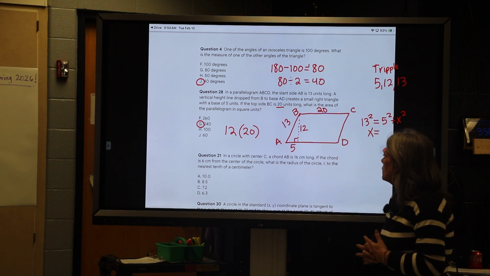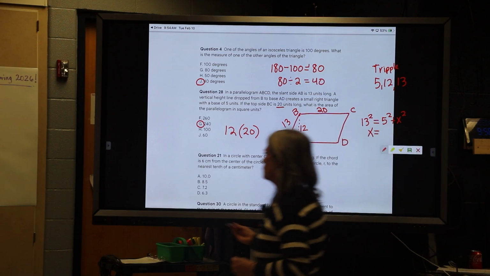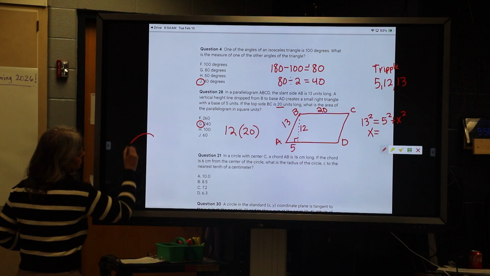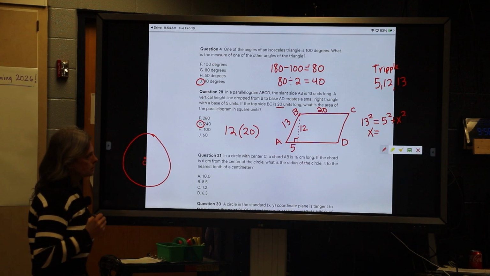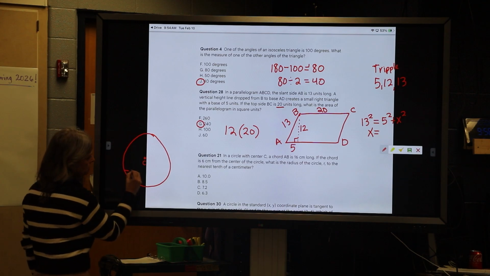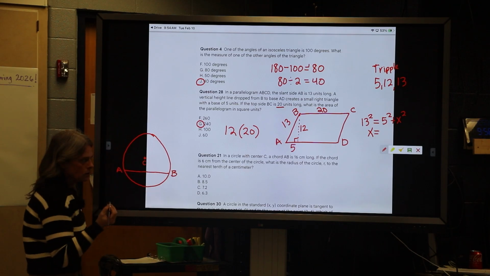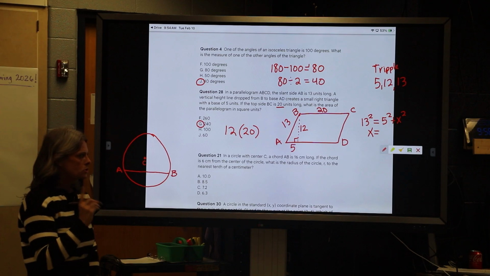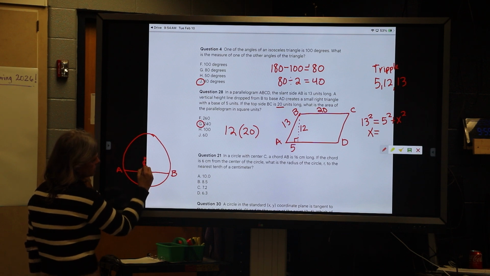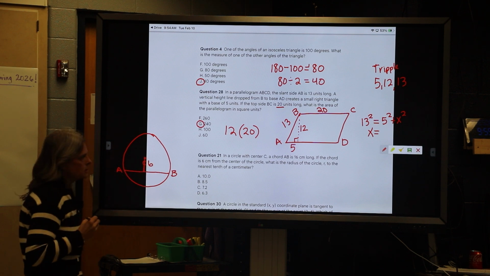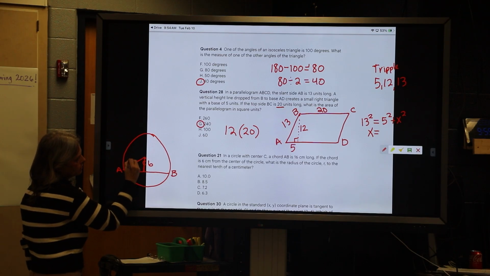All right. Question 21. So in a circle with center C, so this is what I'm talking about. You're going to have to draw this. So let's just draw a circle with center C, a chord AB. So a chord AB is 16 long. I'm not going to label it just yet. If the chord is 6 centimeters from the center, I should have put my C somewhere else. So it's 6 centimeters from the center of the circle. What is the radius?